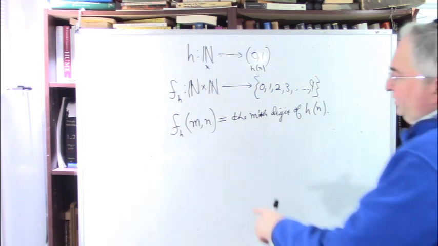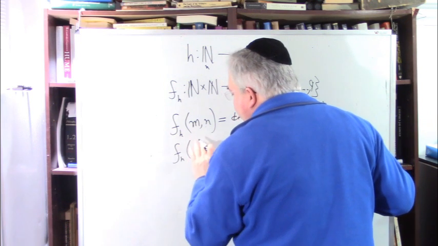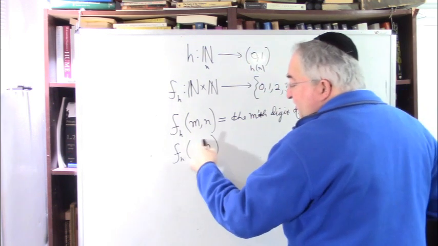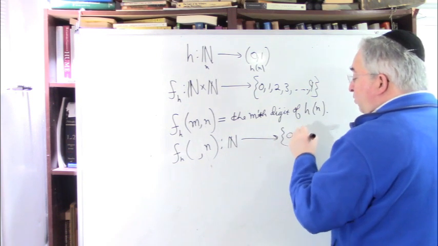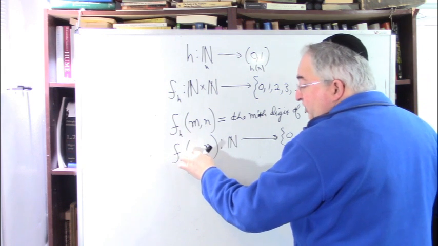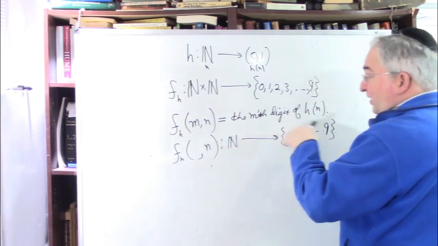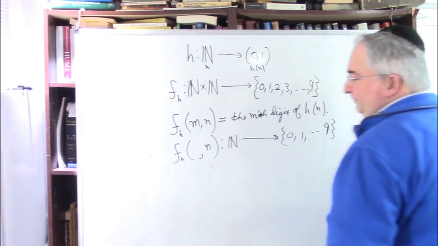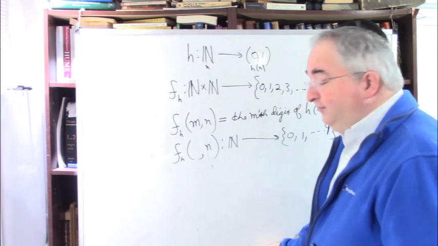And this, f sub h comma n, is a function which goes from the natural numbers to the set 0, 1, all the way till 9, and it tells you: plug in what digit you want to know, the first digit, the second digit, the third digit. It's an infinite number. This is a real number, and I'm going to tell you what these things are.